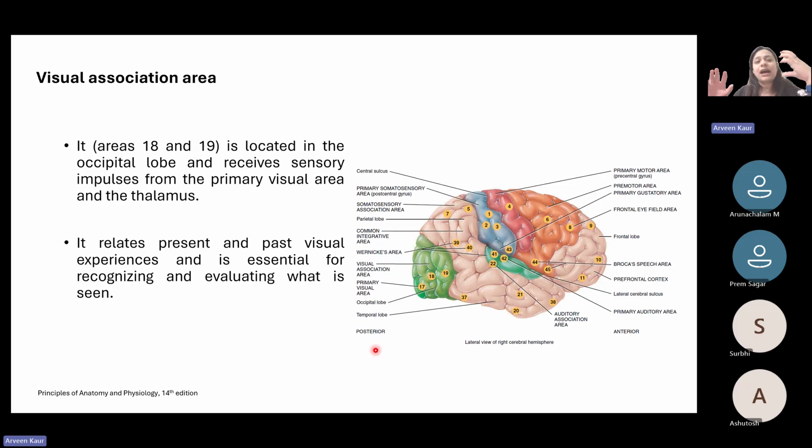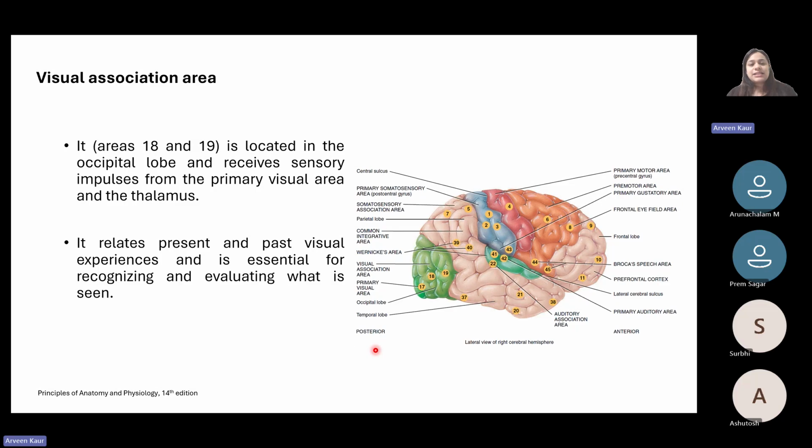So all these things are higher order cognitive things, wherein it is not just what I'm seeing, but my memory associated to some past experience regarding it is also being looped in, and that is also being considered when I am speaking to you regarding that subject, right? So that is also happening through this visual association area, right?